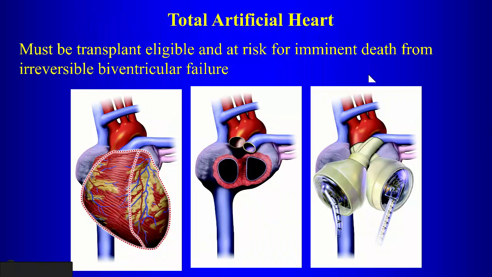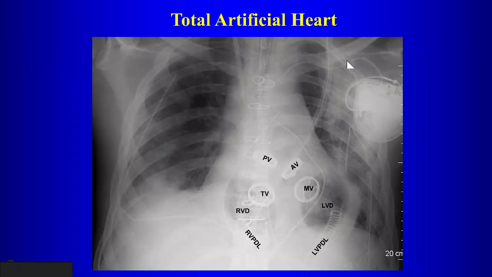So, do any of these things work out well if you're at this point? A patient at risk for imminent death from irreversible biventricular failure is when these are used. Right? And the valves here, of course, are all artificial heart valves from the artificial heart itself.